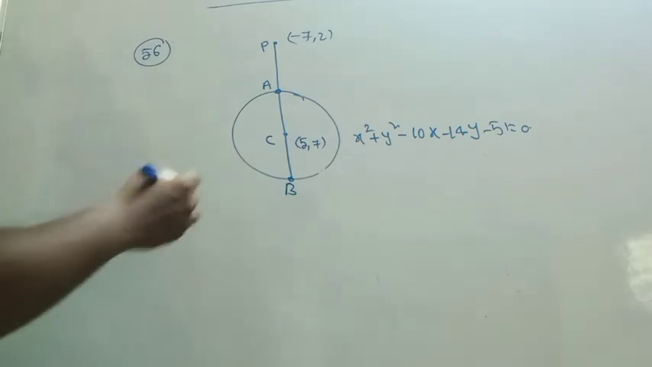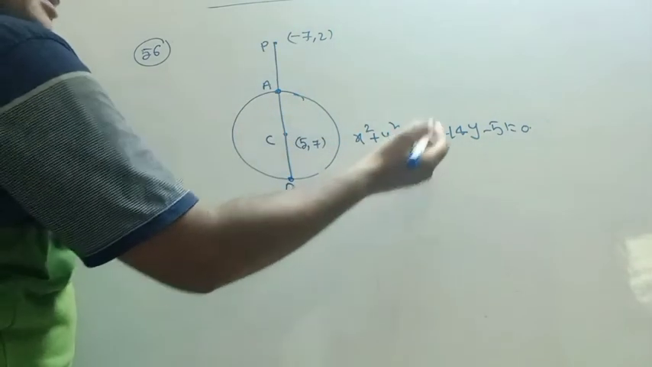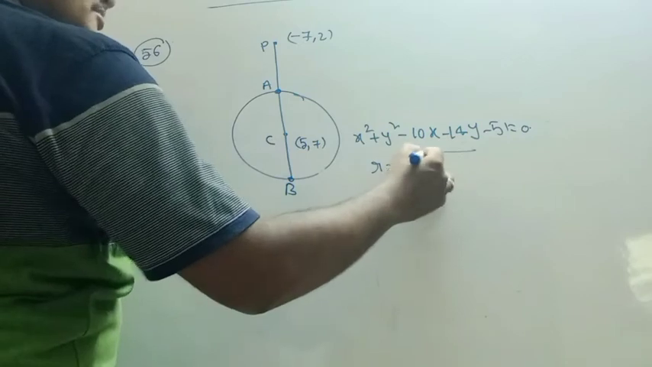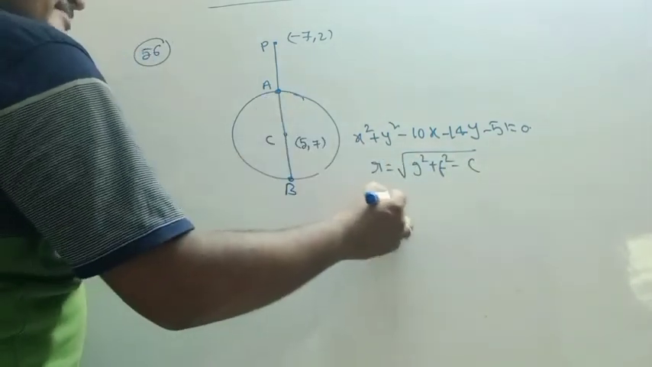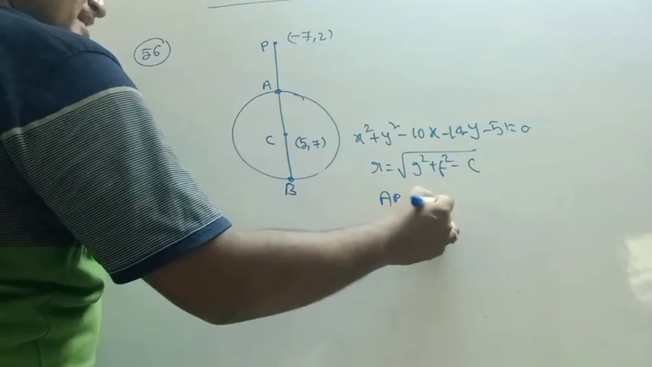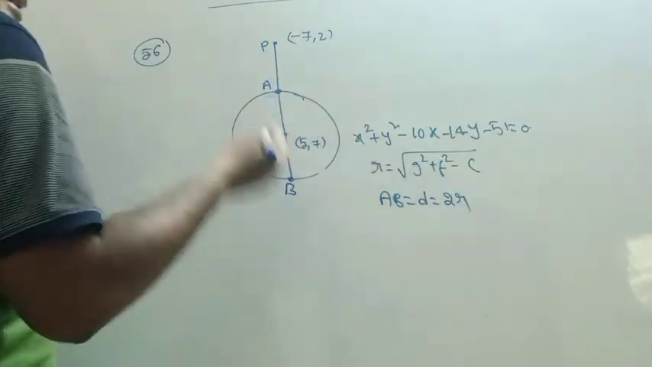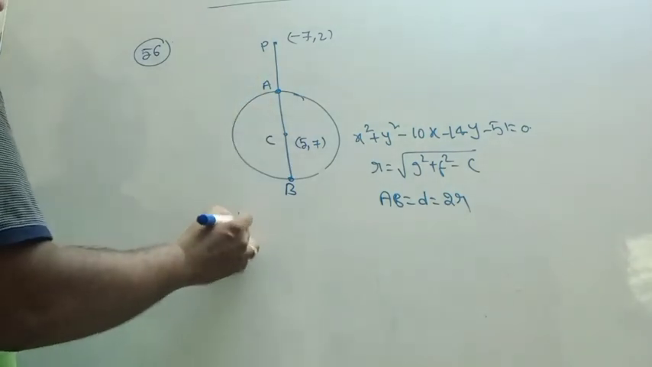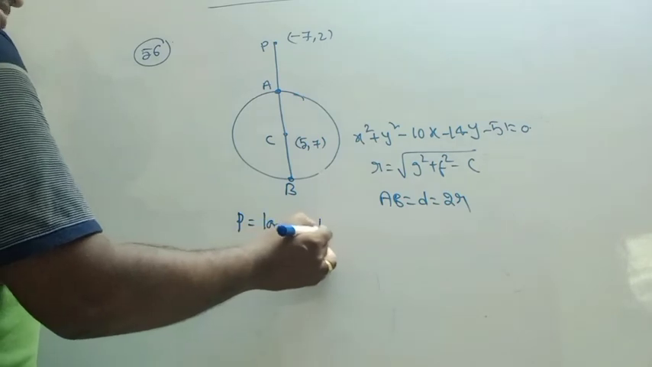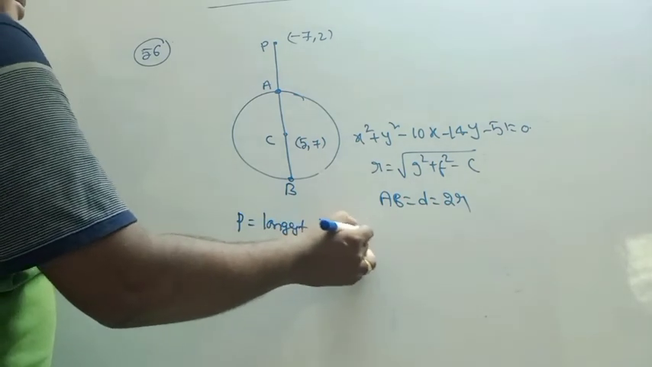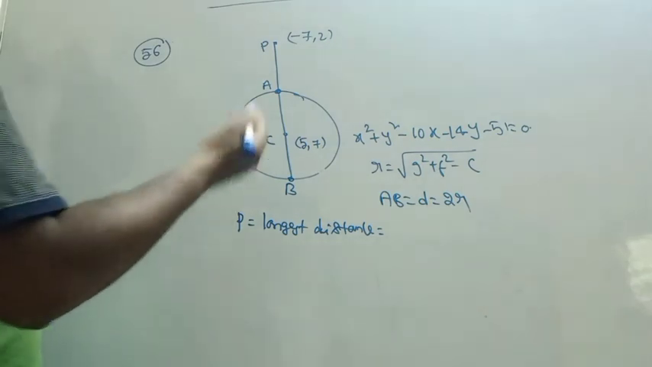Now, you know the center and you can find the radius also here. Using the formula root of g square plus f square minus c, you will get the radius. And AB is nothing but the diameter, which is 2r. From this you will get radius, you will get AB also. Now the longest distance is taken as P, like this. P is equal to the longest distance.